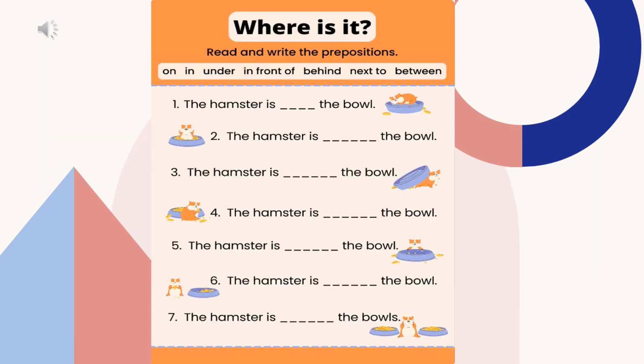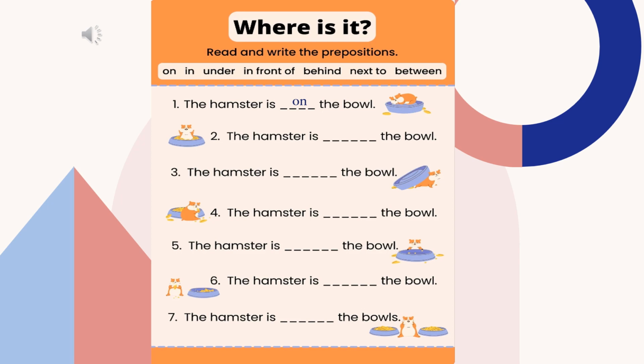Now, let's quickly check whether we have understood the topic or not. So here is a small worksheet, and you can see that beside every sentence we have an image. So you have to fill in the blanks according to the image. So let's start. I'll give you 5 seconds to fill in the blanks with the appropriate prepositions. The options are also given in the worksheet.